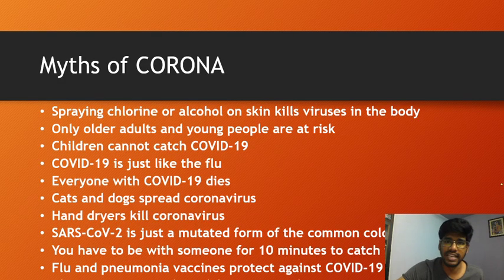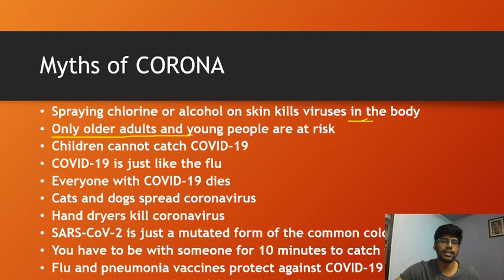The next one, last but not the least, the myths of corona, which are being circulated within the forum. So we will see the myths of corona. The first one: spraying chlorine or alcohol on the skin kills the virus on the body. Not at all. Alcohol is a potential surface sterilization agent, 70% ethanol, but you cannot put alcohol on your body and think you are safe. Even spraying chlorine gives you disastrous effects rather than positive effects. It does not kill the viruses in the body. It is just a surface sterilizing agent.